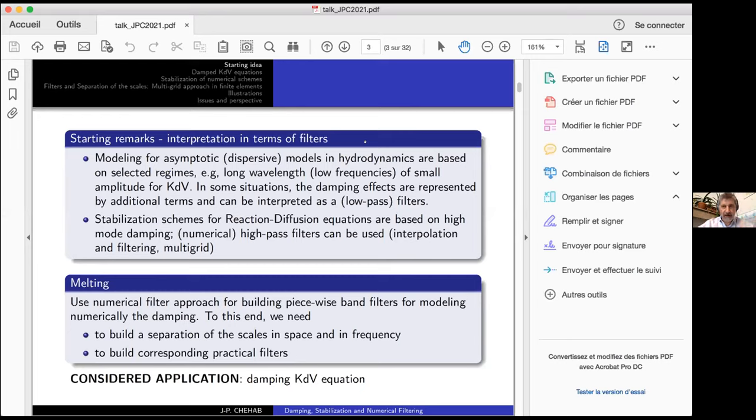So now in this talk, we will consider the merging of the two approaches. We will use a numerical filter approach for building piecewise band filters for modeling the numerical damping. The goal is to model the numerical damping for the KdV equation when using numerical filters.